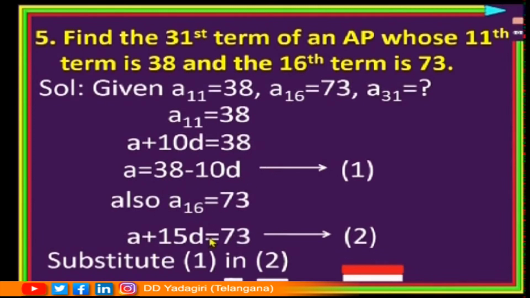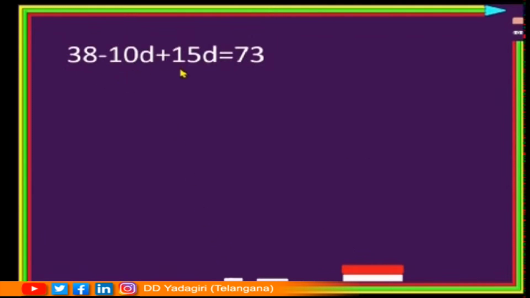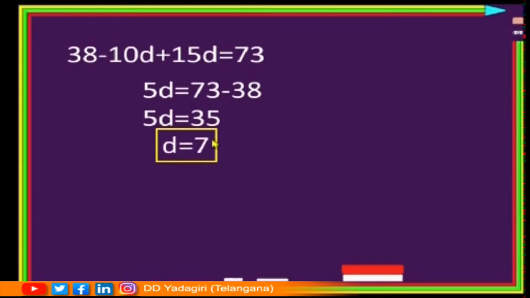So then this relation will modify like this: 38 minus 10D plus 15D is equal to 73. Now 15D minus 10D, these are like terms, that is 5D. At the same time I am sending 38 to the right hand side, then it becomes 73 minus 38. Now 5D is equal to 35, 73 minus 38, how much? 35. Now divide 35 by 5, D is equal to 35 by 5. What is 35 by 5? 7. So now we got the D value as 7.